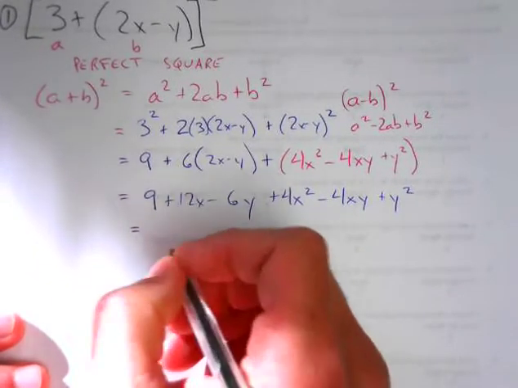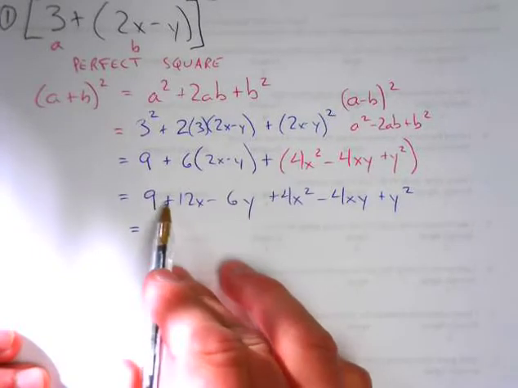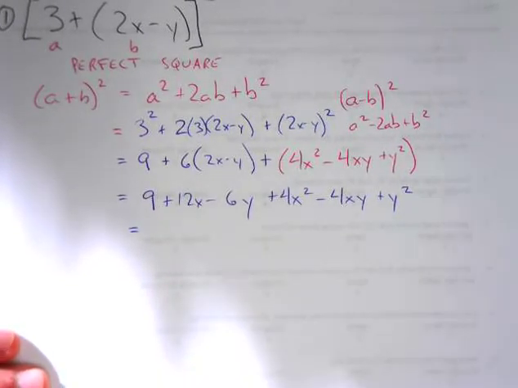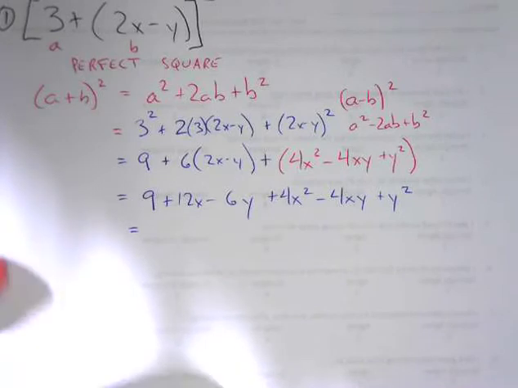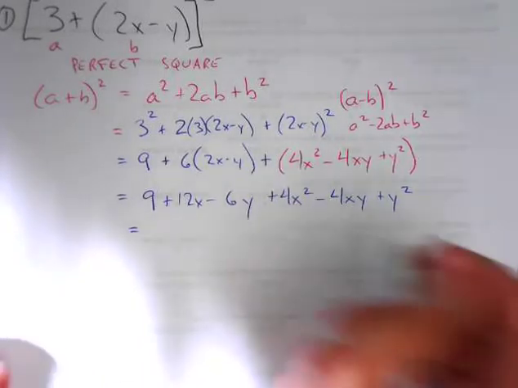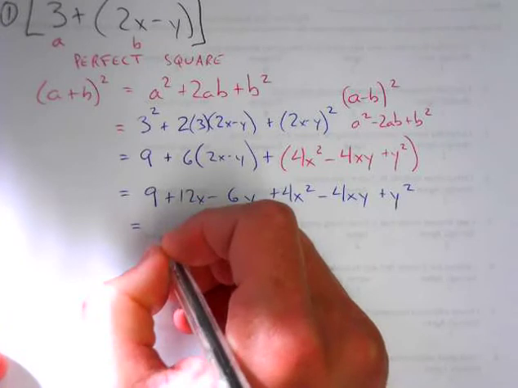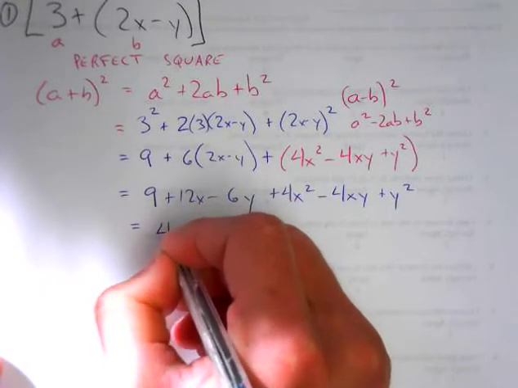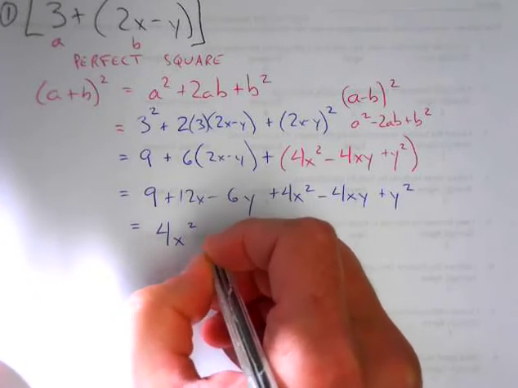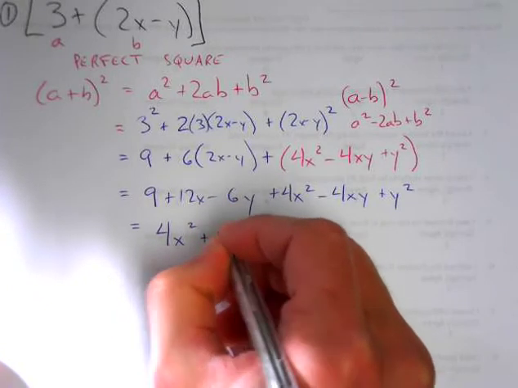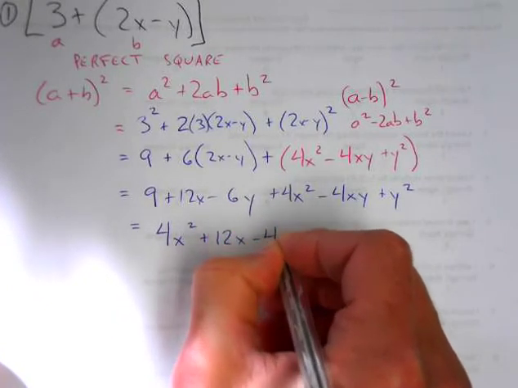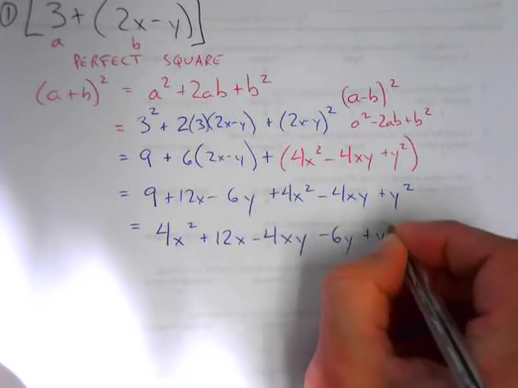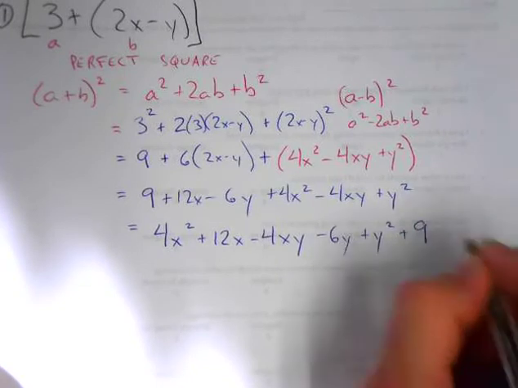Now we're going to look for some like terms to combine. We get 9s, x's, y's, x squareds, xy's, and y squareds. Guess what? There are no like terms. So we are done. So all we have to do is just order some stuff correctly. So how do I like to order things? I like to go alphabetically. So I'd go 4x squared plus 12x minus 4xy minus 6y plus y squared, and then that positive 9 at the end. Don't forget that guy.